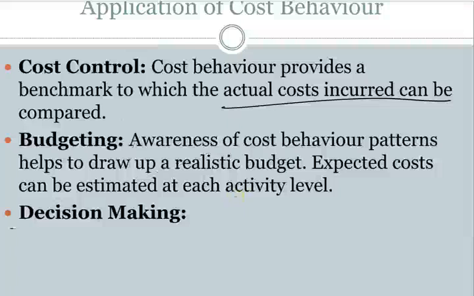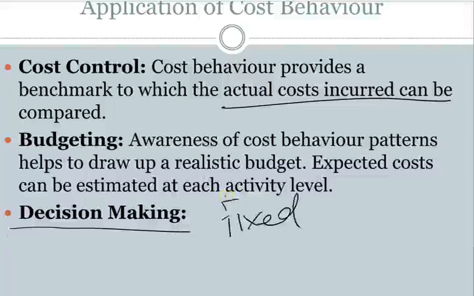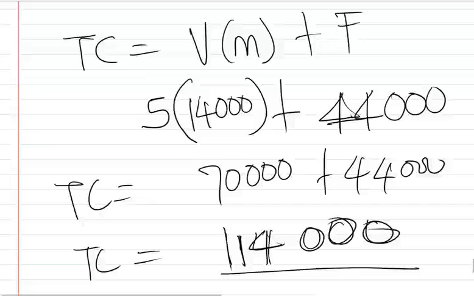Same as decision making. Knowledge of cost behavior is very important because fixed cost is not relevant for decision making. That you should know. Fixed cost is not relevant for decision making, while variable cost is relevant. What do I mean? I'll give the example right here so that when you come to decision making, it should be something that you're already familiar with.